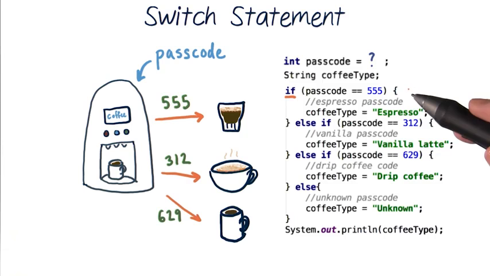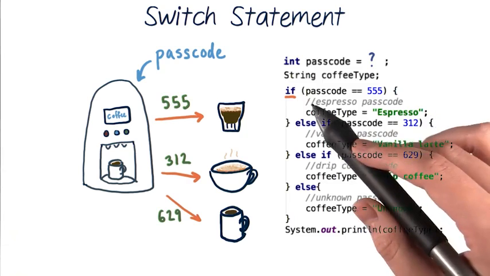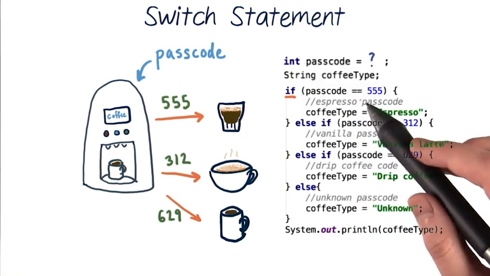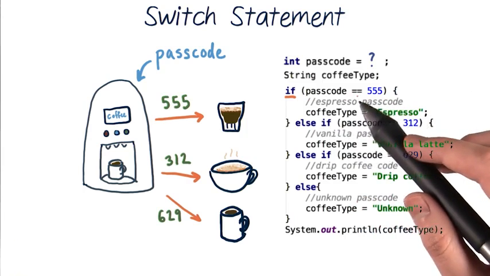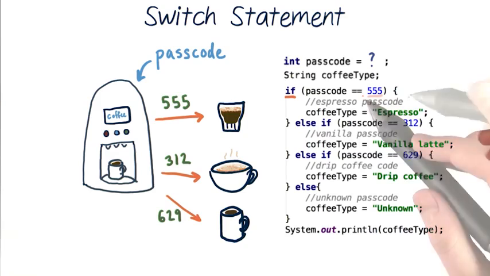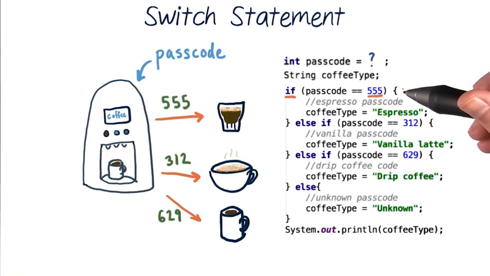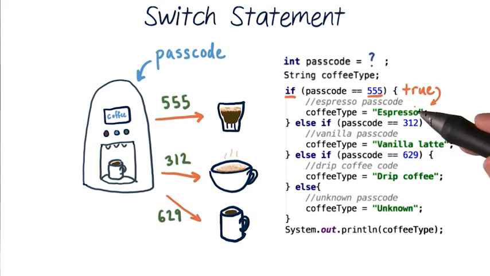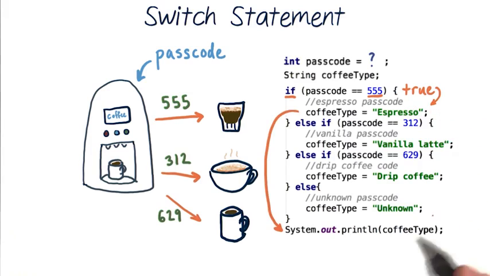So if we look at our first if in detail, it tests if our passcode is equal to 555, and we test for equality with this double equal sign. And the value 555 corresponds to our espresso passcode. Then, if this test condition is true, we'll enter our if block of code and set coffee type to the value espresso. Then, because we've executed the code in our if, we'll skip down to the end curly brace of all these statements to our print line of code. And this will just print out espresso.